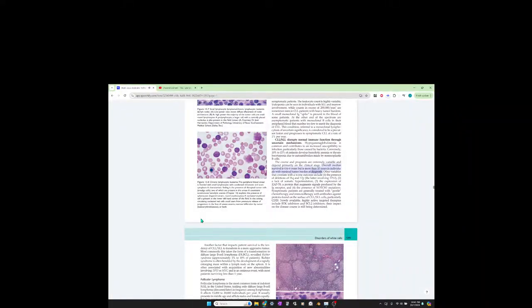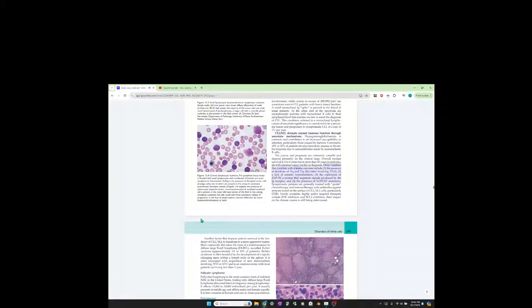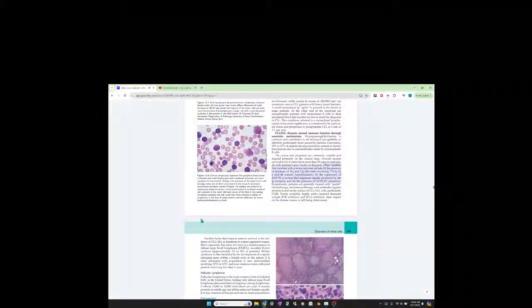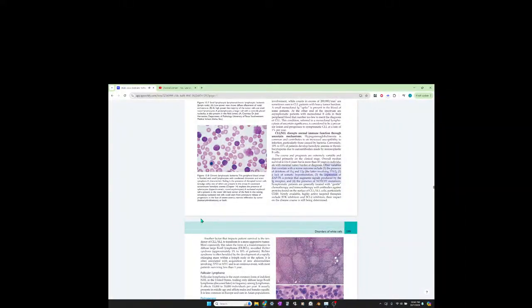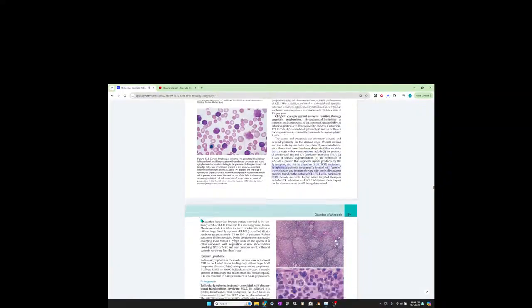at diagnosis. Other variables that correlate with a worse outcome include the presence of deletions of 11q and 17p, a lack of somatic hypermutation, the expression of ZAP70, a protein that augments signals produced by the Ig receptor, and the presence of Notch1 mutations. Symptomatic patients are generally treated with gentle chemotherapy and immunotherapy with antibodies against proteins found on the surface of CLL/SLL cells, particularly CD20.